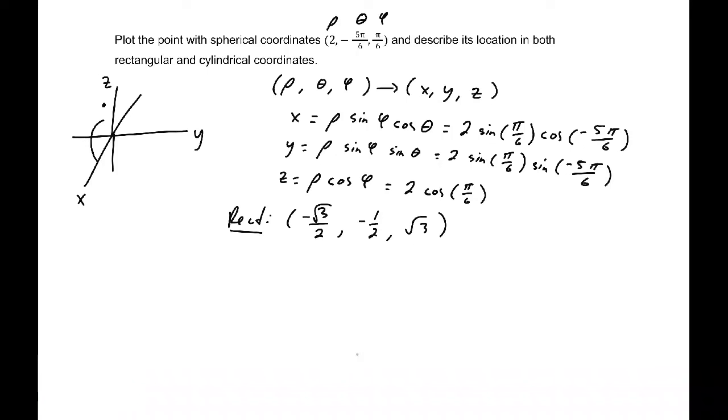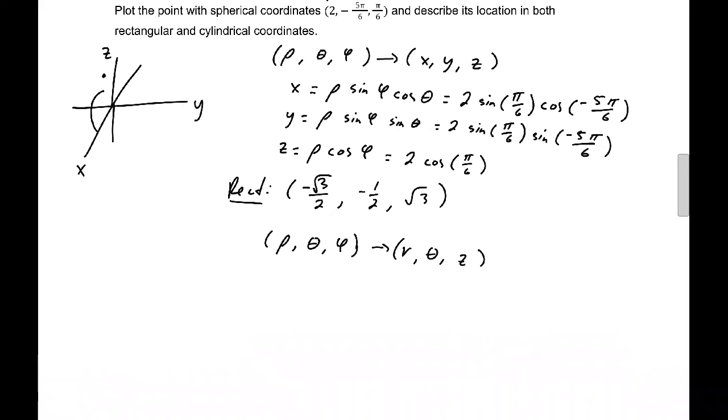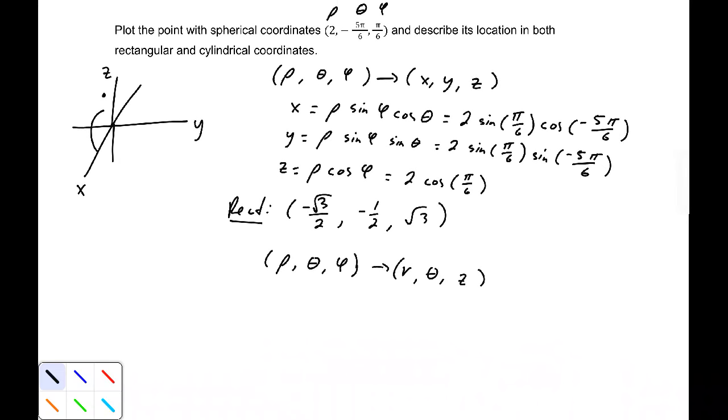Now, if we need to convert from points of the form rho, theta, phi to points in cylindrical coordinates, r, theta, z, we can use another set of equations. We have that r equals rho sine phi, theta equals theta. Those are actually the same interpretation, so the value doesn't change. And z equals rho cosine phi.